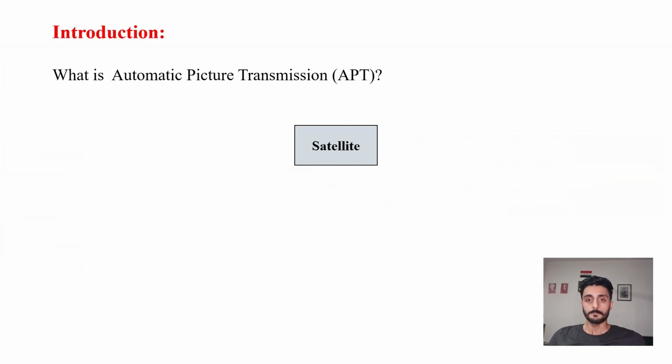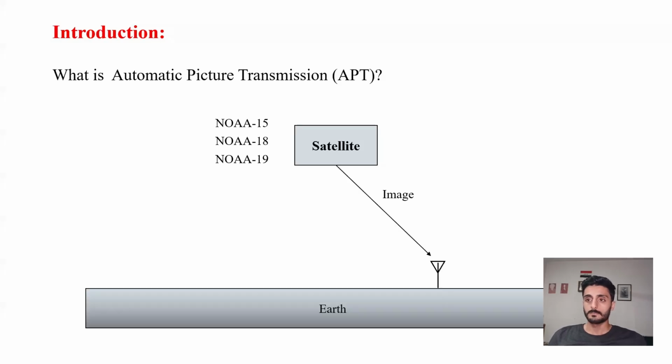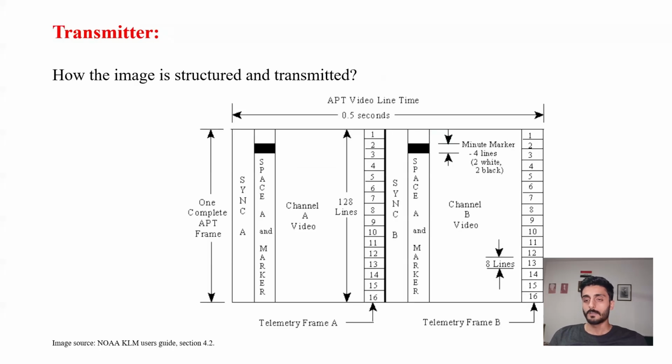APT signals are simply signals that are transmitted from satellites, for example NOAA 15, 18, and 19. These are polar orbiting satellites that orbit the Earth. And when these satellites pass over us, we can receive the APT signal and extract the image. So let's see how the APT signal is structured.